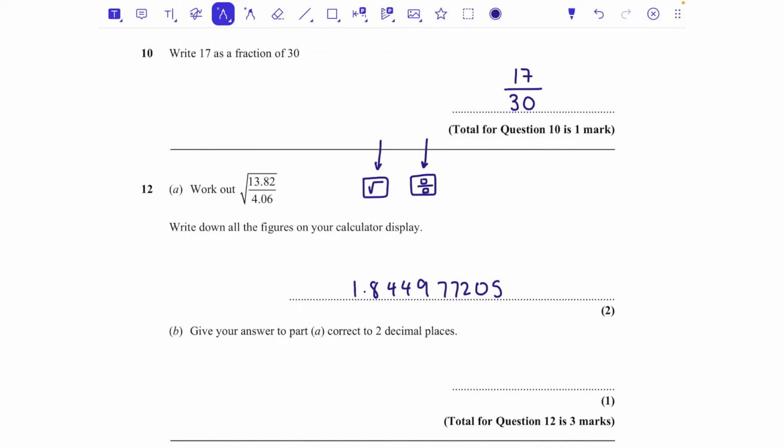Now, if you didn't have a Casio scientific calculator, you could just do 13.82 divided by 4.06, and then whatever your answer is, press the square root button, and that would get you the same answer as well.